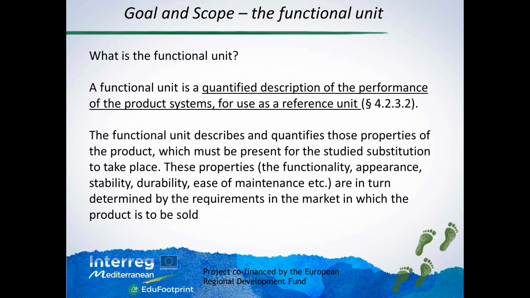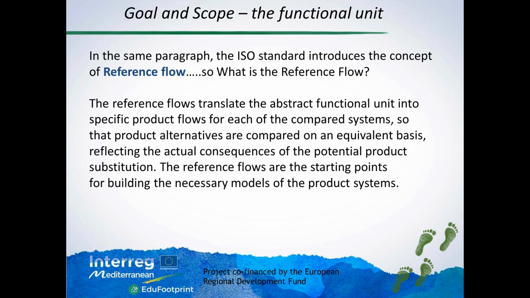So let me go further, because the example is clearer. Anyway, there is a functional unit, and then the ISO standard introduces the concept of reference flow. And what is the reference flow? Reference flow is a translation of the abstract functional unit into specific product flows for each of the compared systems, so that product alternatives are compared on an equivalent basis.